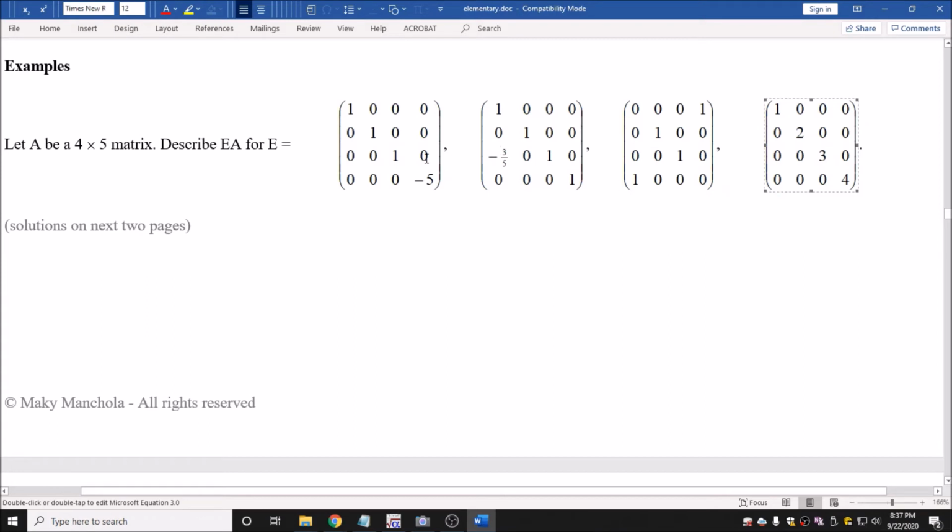Okay, so let's do the multiplication. When I multiply A from the left by this type 2 elementary matrix, that will be the same as applying that row operation on A. So EA is going to be the 4 by 5 matrix where the fourth row is simply -5 times the fourth row of A. Second one, EA is going to be the matrix obtained by applying the elementary row operation R3 minus 5/3 R1.